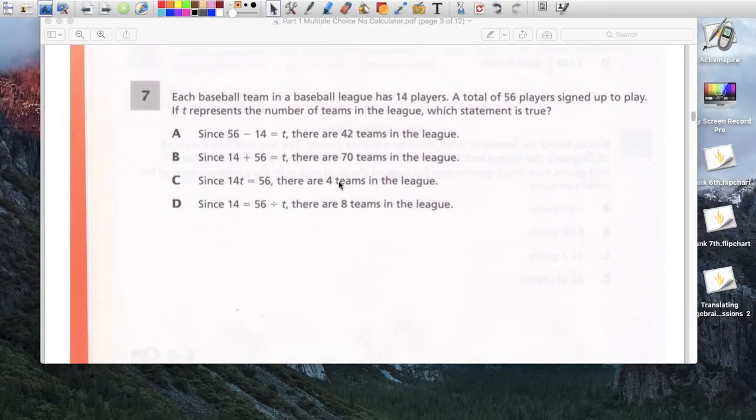Each baseball team in the league has 14 players. A total of 56 players signed up today. T represents the number of teams. Which statement is true? Well, there's 56 players, 14 players in a team. So if I divide 56 by 14, I'm going to get 4. I know there are going to be 4 teams just based on these three numbers, right?